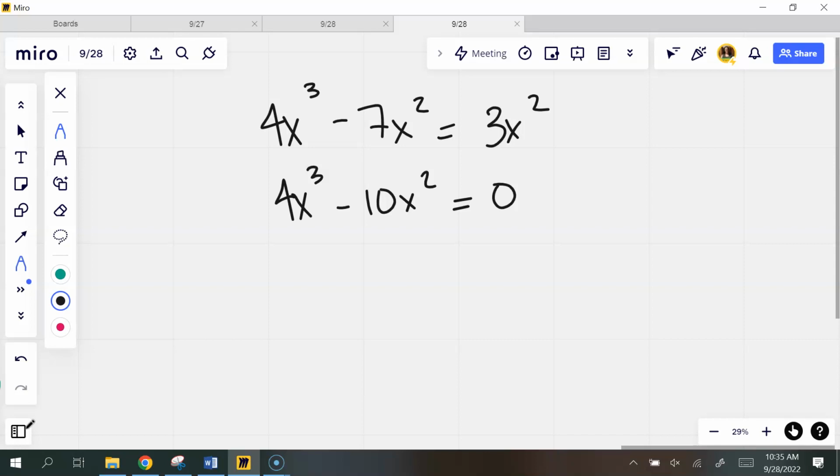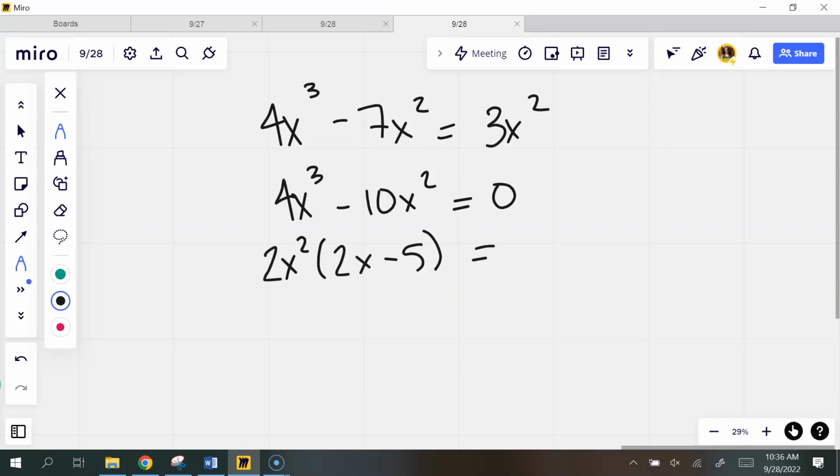Then you take out 2x squared. Okay, want us to wait? Can we take 2x squared out now? You good, Emma? Okay. 2x squared. What's left when I take that out? 2x minus 5.